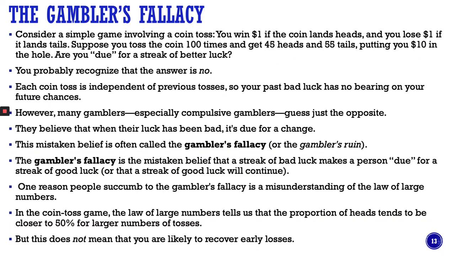So the gambler's fallacy is the mistaken belief that a streak of bad luck makes a person due for a streak of good luck, or that a streak of good luck will continue. One reason people succumb to the gambler's fallacy is a misunderstanding of the law of large numbers. In the coin toss game, the law of large numbers tells us that the proportion of heads tends to be closer to 50% for larger numbers of tosses. But this does not mean that you are likely to recover early losses.